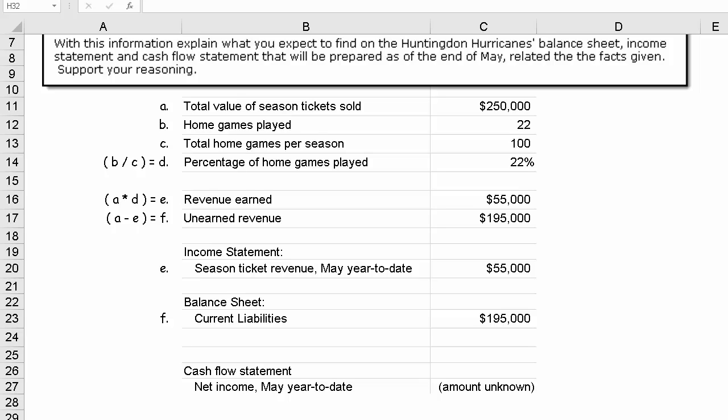We do know they've received $250,000 of revenues, but you wouldn't find that line item on a cash flow statement prepared with the indirect method. It would be included in net income, which is the first line you're going to find on the cash flow statement. Okay? So I hope you found this to be helpful.